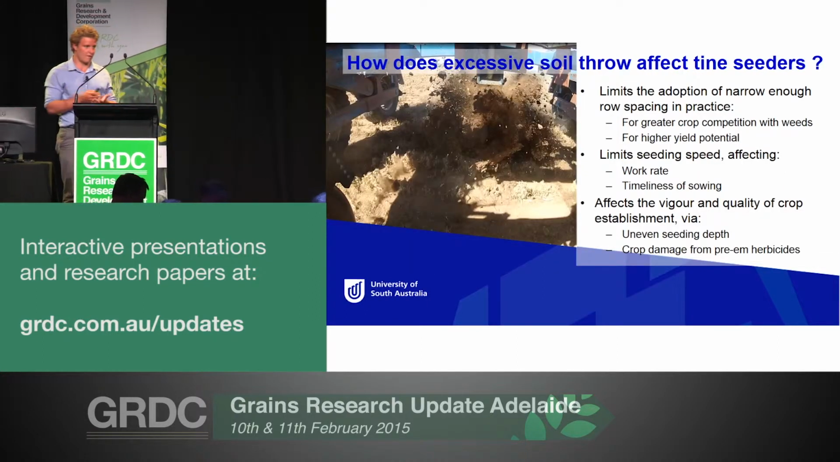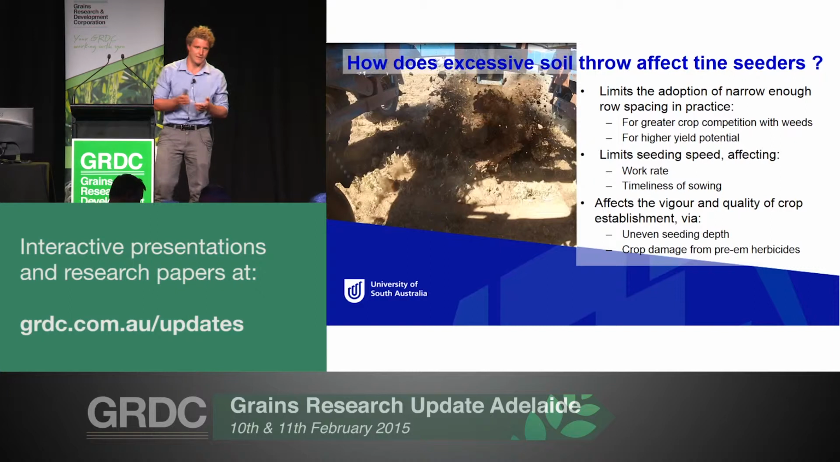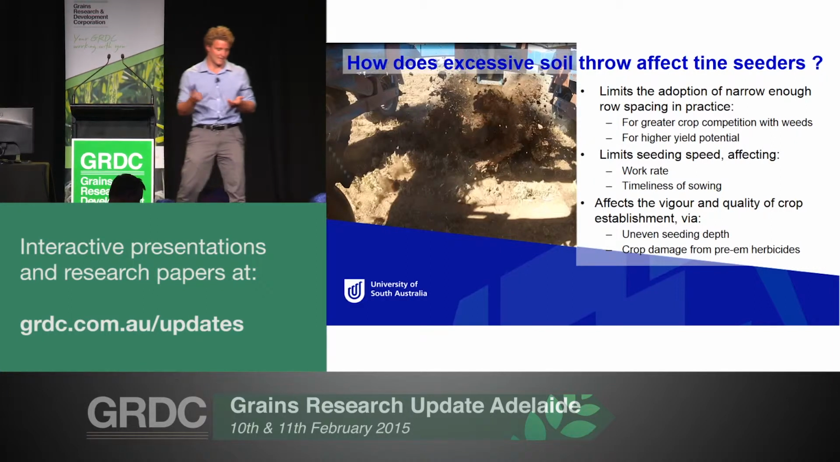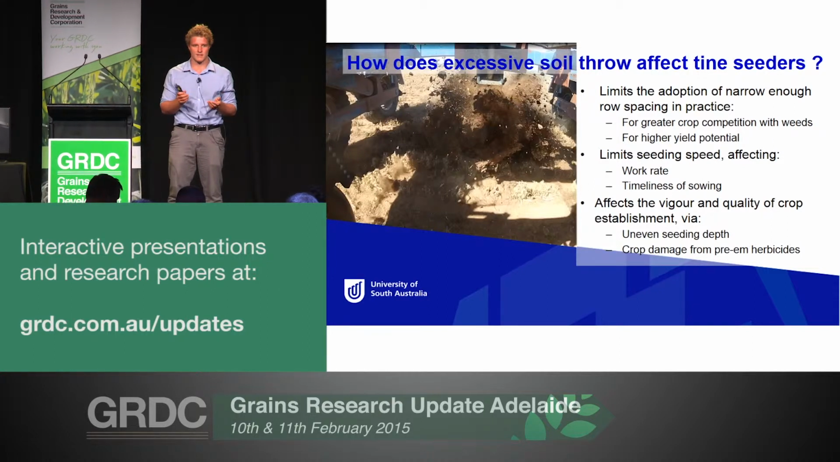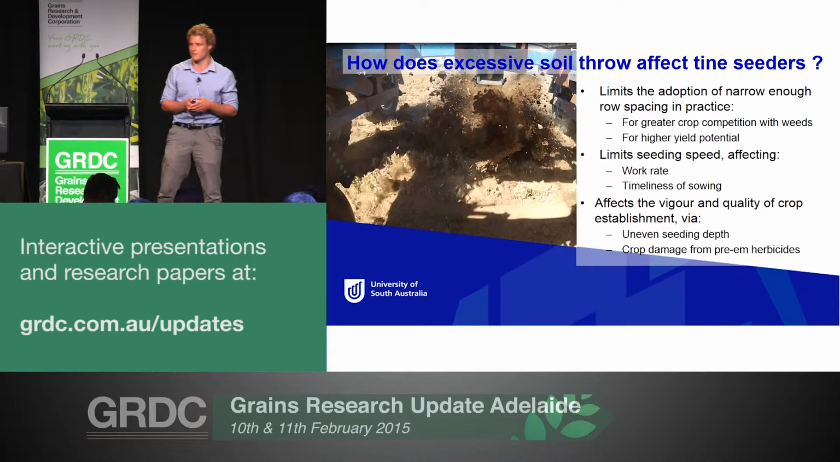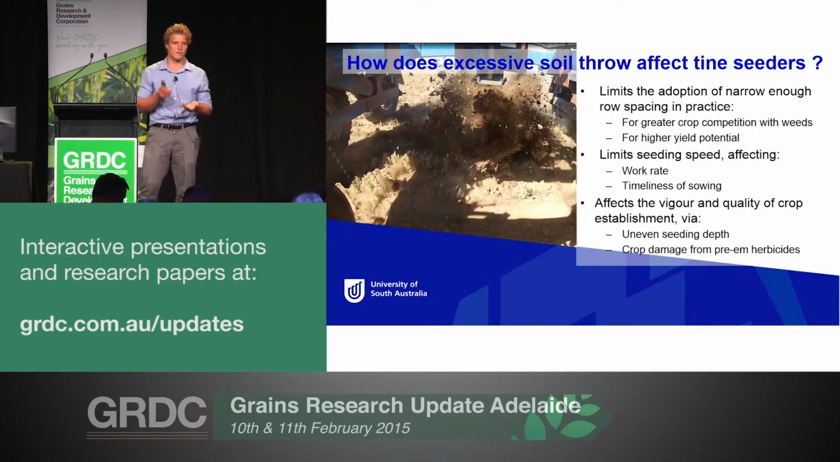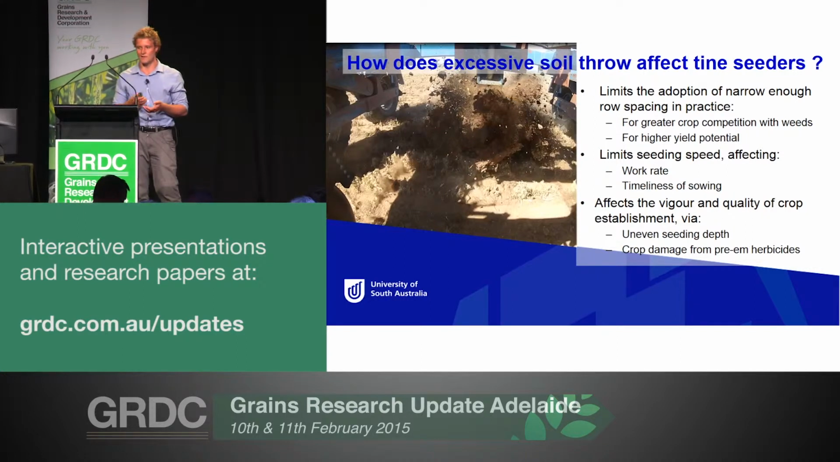So how does soil throw affect farmers? To limit ridging, row spacings have to be limited. This means that farmers have to go for wider row spacings and can't go narrower to increase competition with weeds. Also, as soil throw is a function of speed, it typically limits the operational speed of tine systems, and thus the work rate and timeliness of sowing.